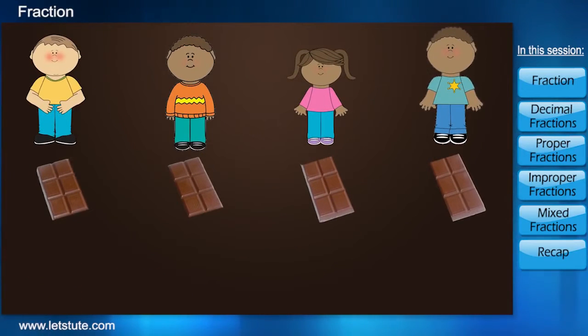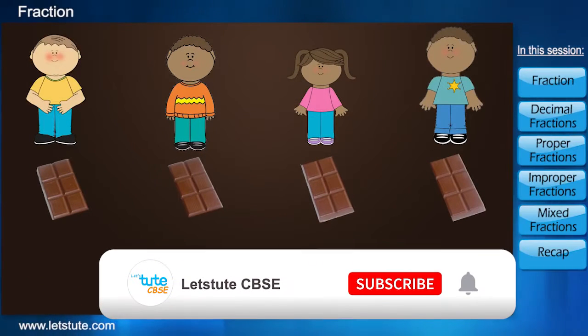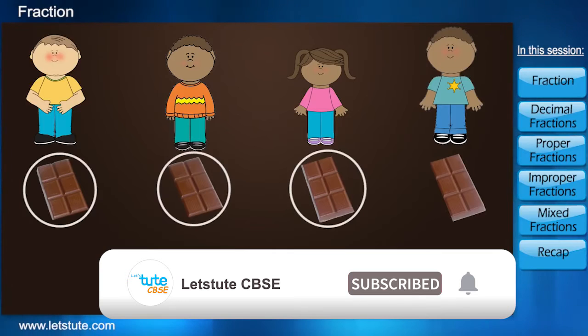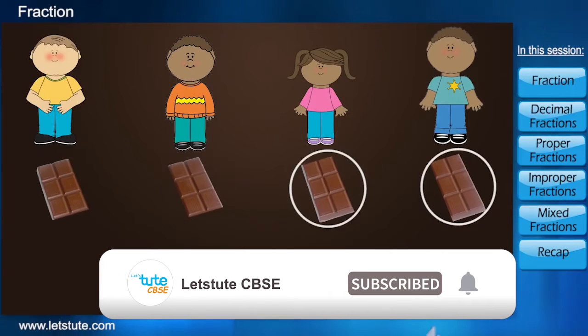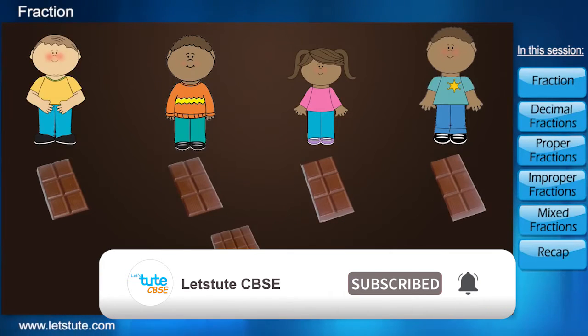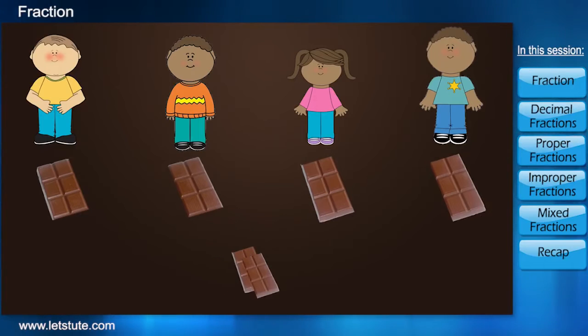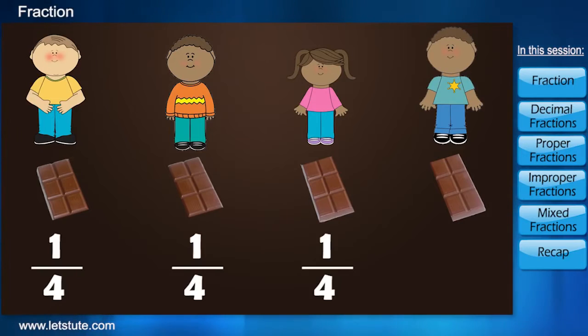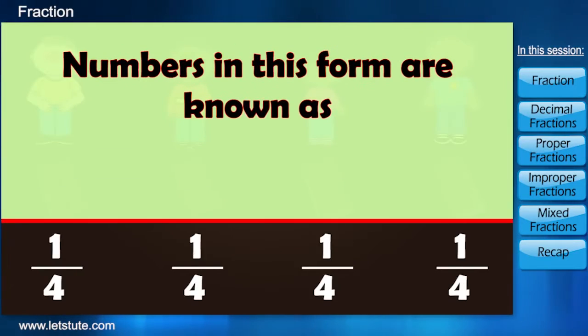Nice. You have divided one whole chocolate into 4 equal parts. So, each one of you will get one part out of the 4 parts of the chocolate. Or can we say that each one of you had 1/4 part of a chocolate? And numbers in this form are known as fractions.